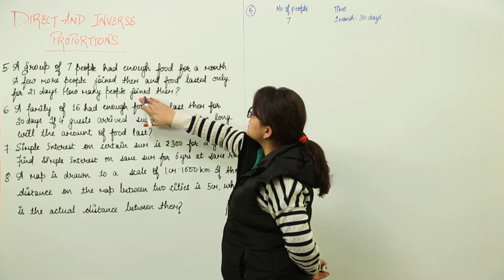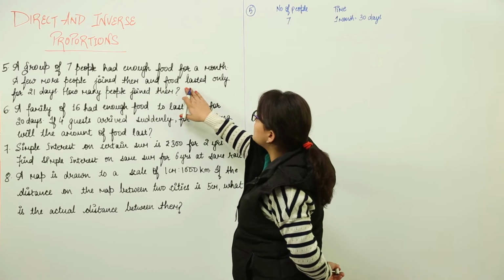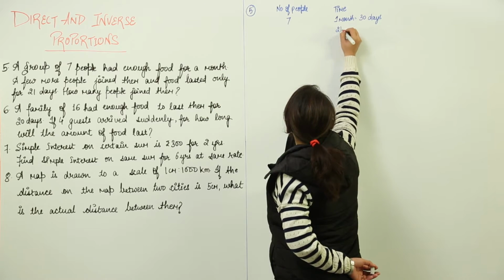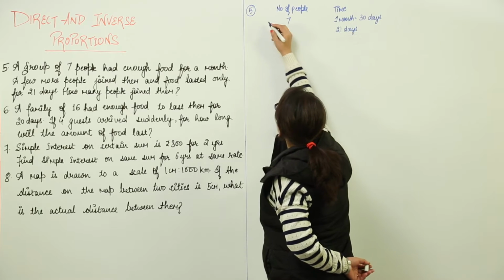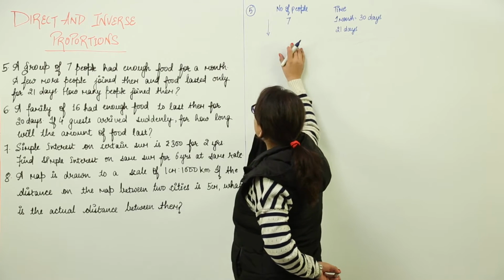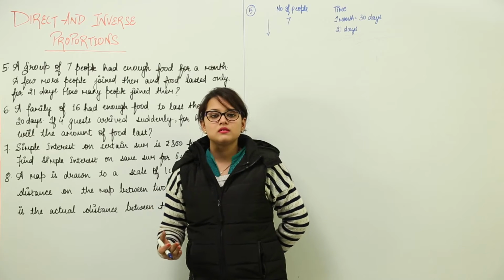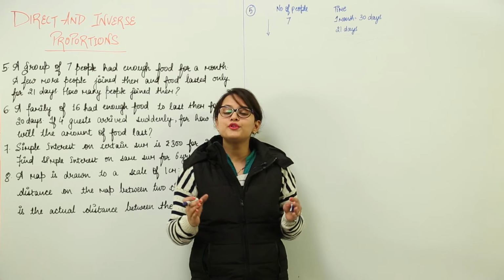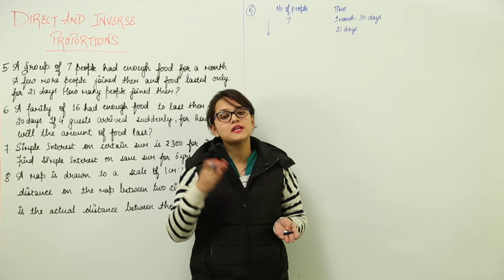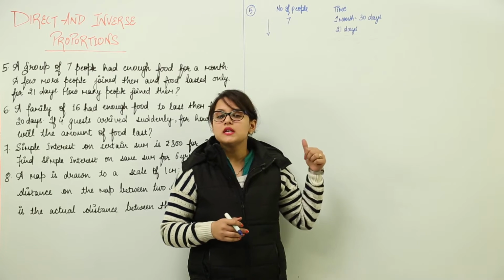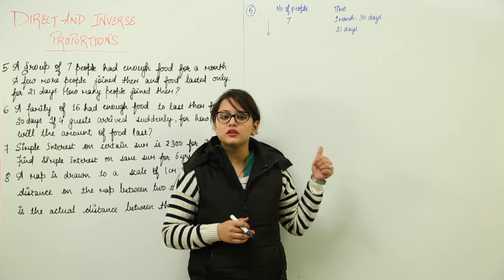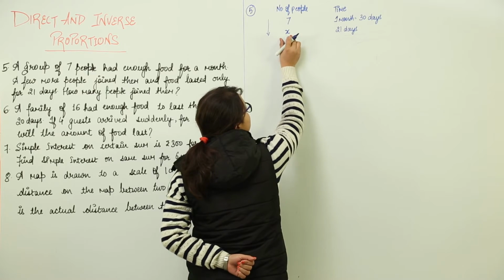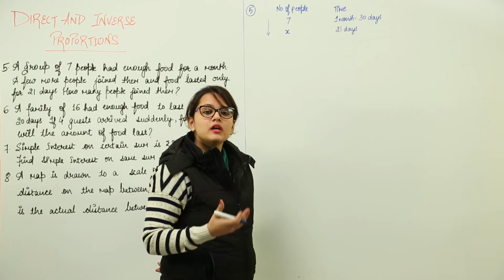The next part says a few more people joined them and food lasted only for 21 days. Now the food is going to last for 21 days only. Why? Because some more people have joined them. That means the number of people has increased, but the time has been reduced. Isn't this going to be a part of the inverse proportion? Right. Now this is the inverse proportion. We will find out the number of people that are going to consume that food in 21 days.